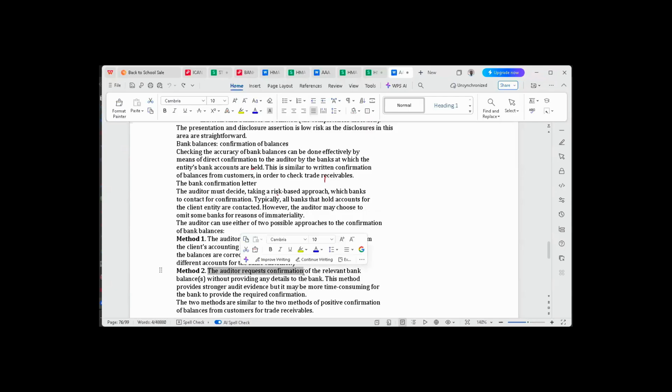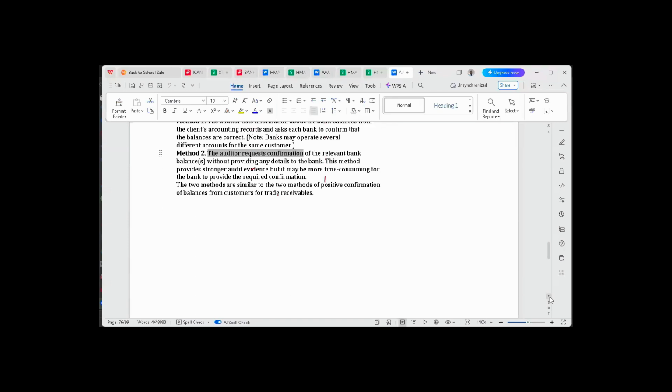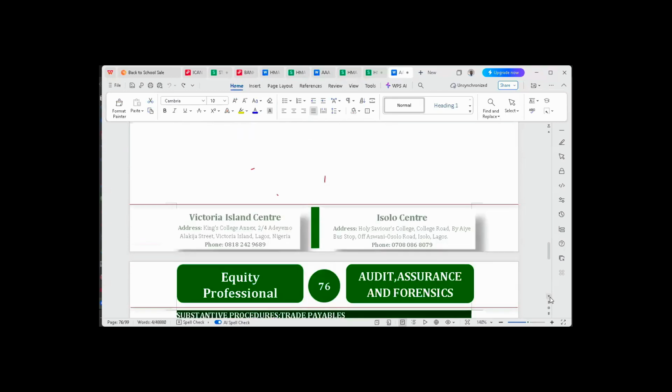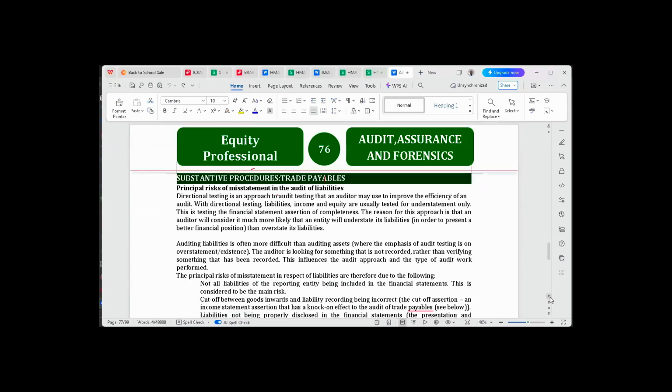Okay. The essence is that you are trying to validate whatever balance is being kept in the books. All right. So this aspect will be taken by the other facilitator. The second facilitator will handle this aspect. It's the procedure for payables.